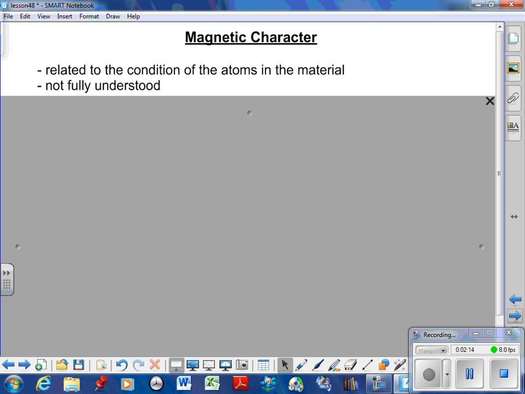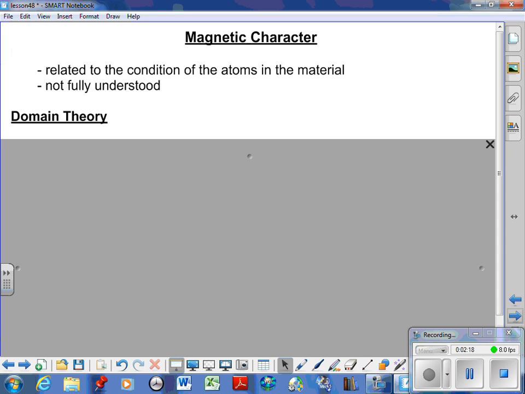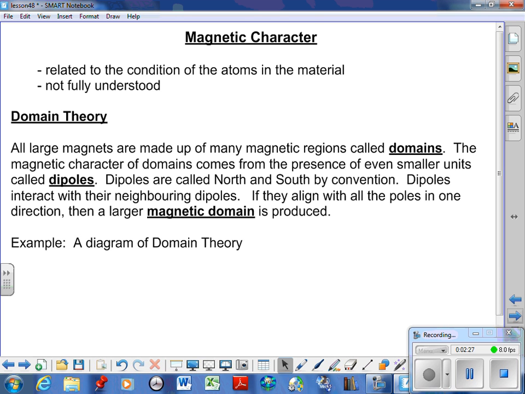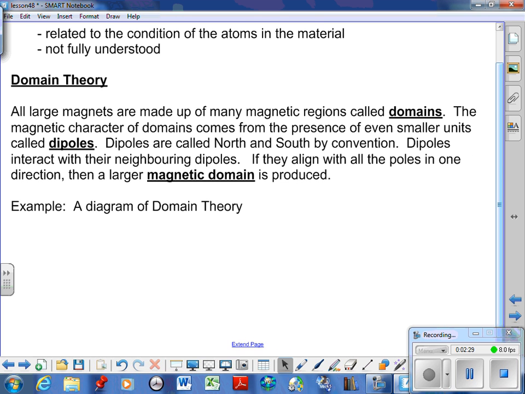Magnetic character is related to the condition of the atoms in the material, and we still don't fully understand how this works. That's why in this case we're talking about a theory. It's called domain theory. Domain theory states that all large magnets are made up of magnetic regions called domains. The magnetic character of domains comes from the presence of smaller units called dipoles. Dipoles are north and south, as I've mentioned, and they interact with their neighboring dipole. If all of these poles align, then we get a larger magnetic domain.